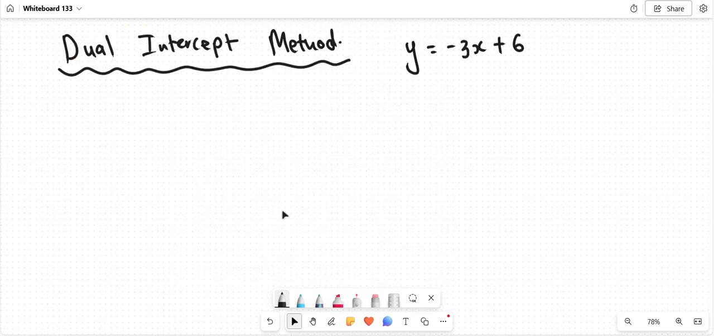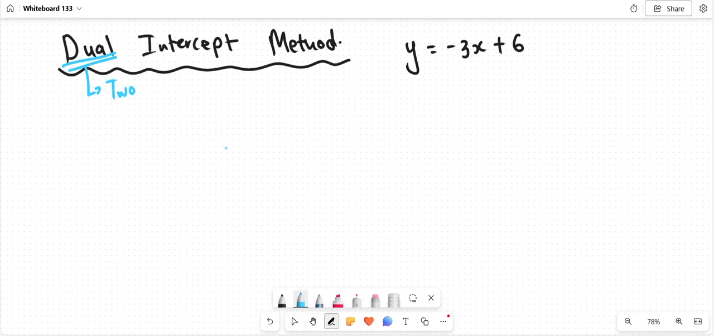Alrighty, so for this next method, this method is called the dual intercept method. Some people just like calling it the intercept method. I just put the word dual there because it means two. So we're going to have to find the two intercepts. And once we have found the two intercepts, that's how we plot it.